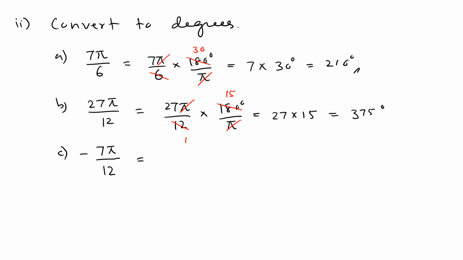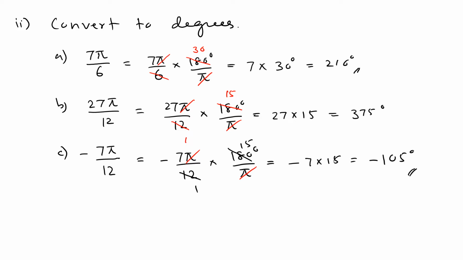And as the last one we have negative 7 pi over 12, times again 180 over pi. You can see this gets cancelled. Again there's a 1 and there are 15 of them, so it is negative 7 times 15, which is negative 105. Okay, so that's about that.